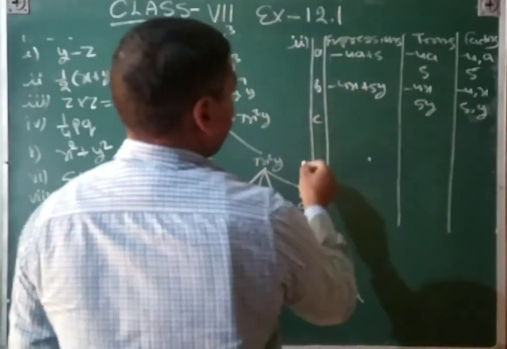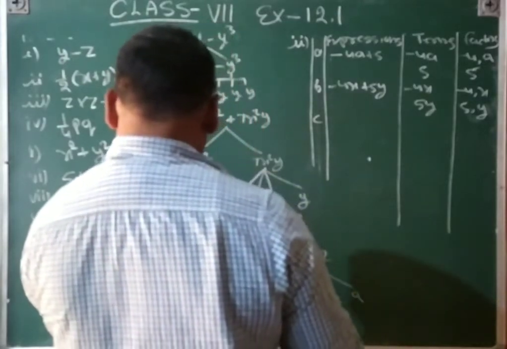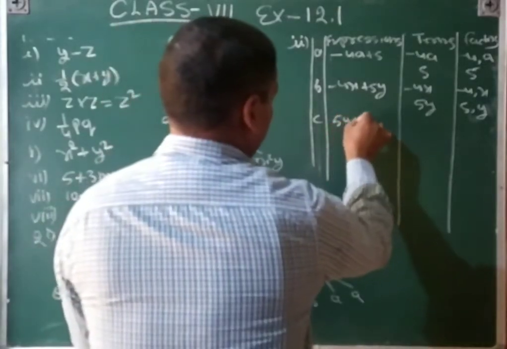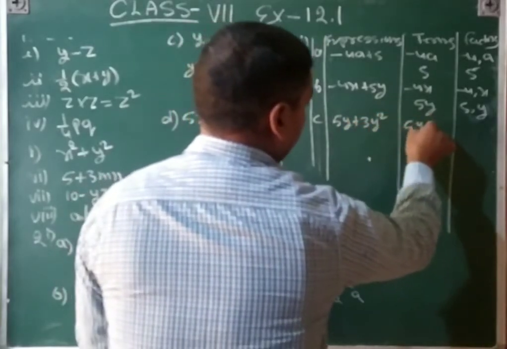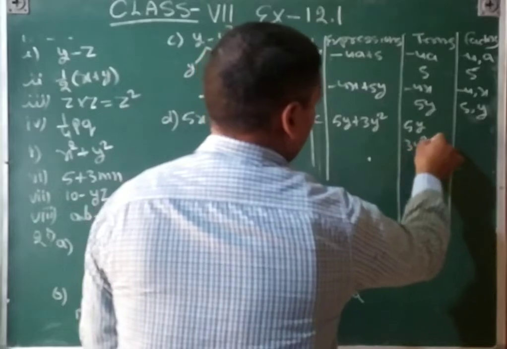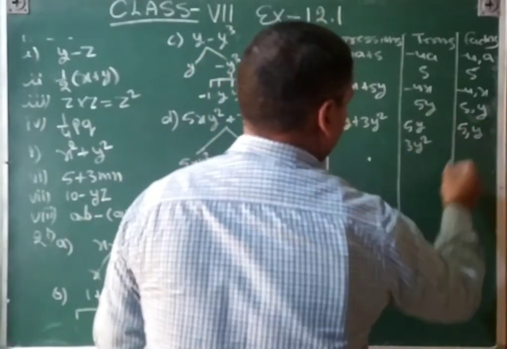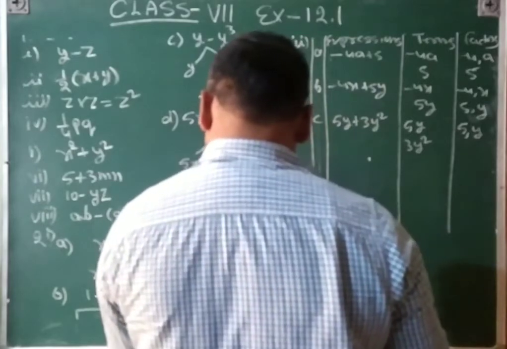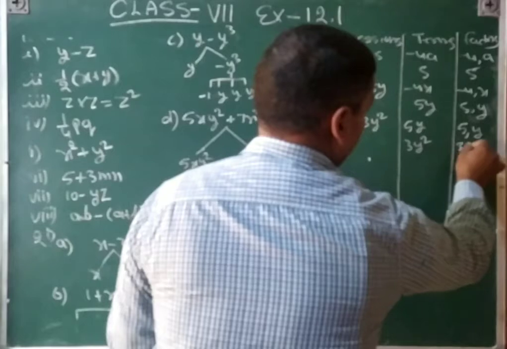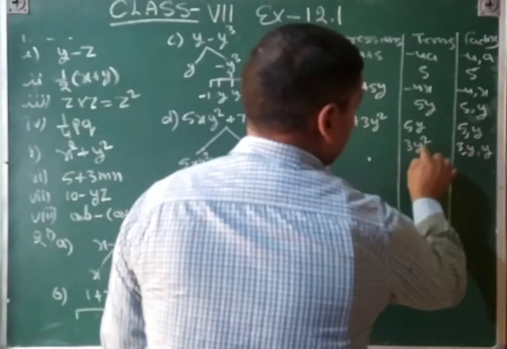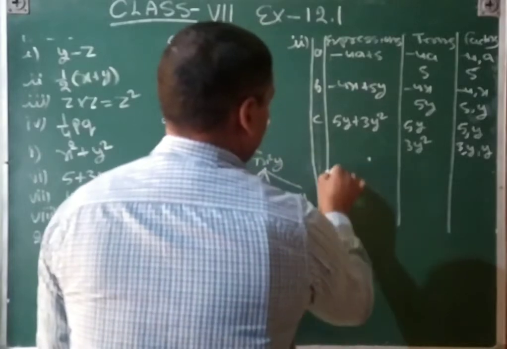Then part c is 5y plus 3y square. The first term is 5y, the second term is 3y square, so that is 5 comma y, and then the second part, that is 3 comma y, because y is given 2 times. That y square means 2 times.